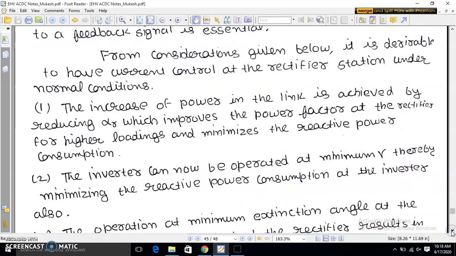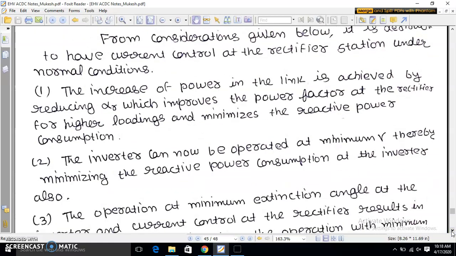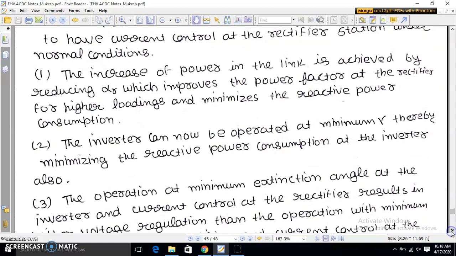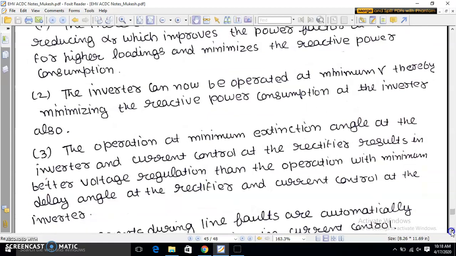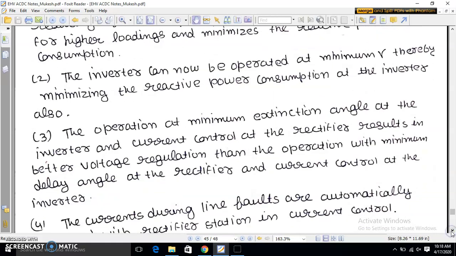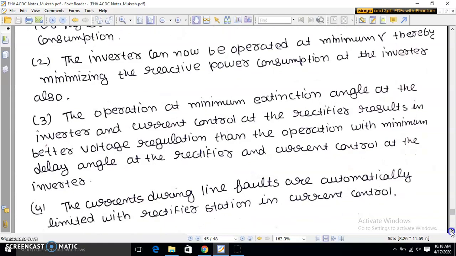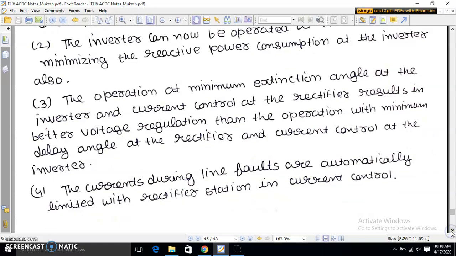Second, the inverter can now be operated at minimum extinction angle, thereby minimizing the reactive power consumption at the inverter also. The operation at minimum extinction angle at the inverter and current control at the rectifier results in better voltage regulation than the operation with minimum delay angle at the rectifier and current control at the inverter. The current during line faults is automatically limited with the rectifier station in current control.